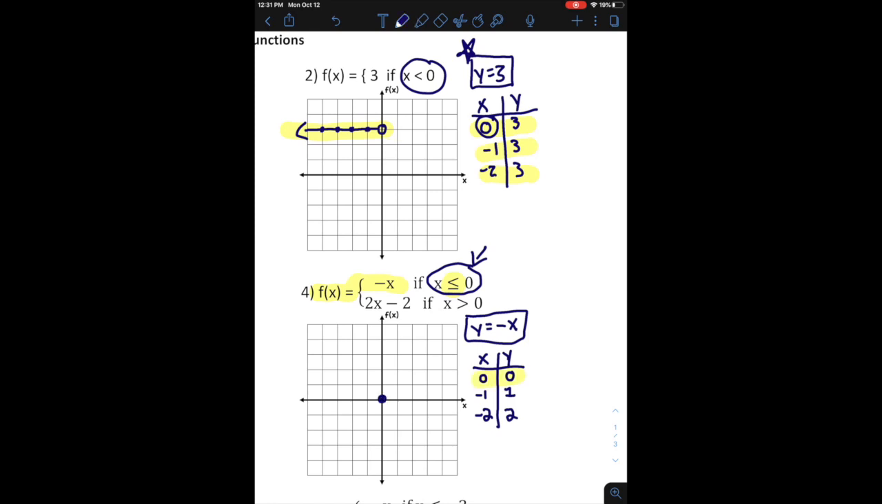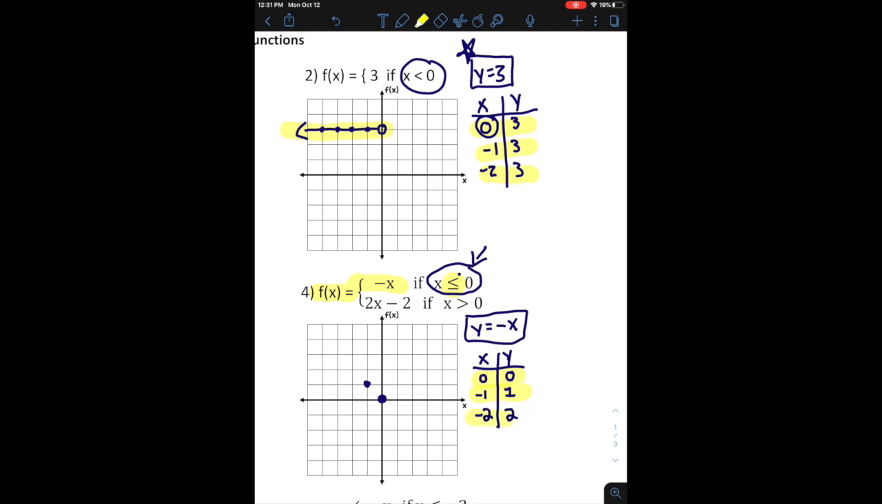Let's go ahead and plot these points. 0, 0 is our first ordered pair in the table. So that point is here, and we'll be graphing with a solid circle because the solutions are less than or equal to 0. Since it's a less than or equal to sign, it will be a solid dot.